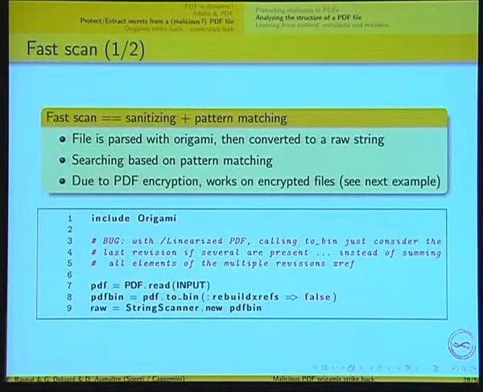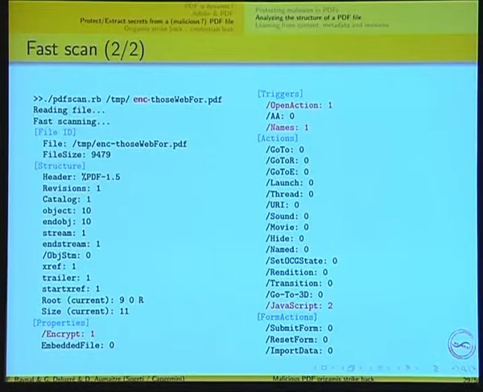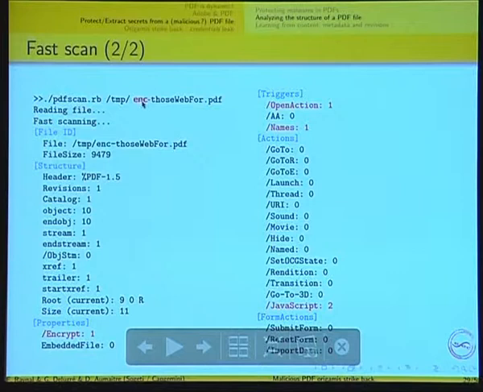So the first idea was very stupid. We took a PDF and we do pattern matching inside the PDF. But before doing that, we need to sanitize it. So that's the first part of the library we wrote. It was able to sanitize the PDF. Then we can do pattern matching quite easily. So here is the output. You see that we use the encrypted version here of the PDF.